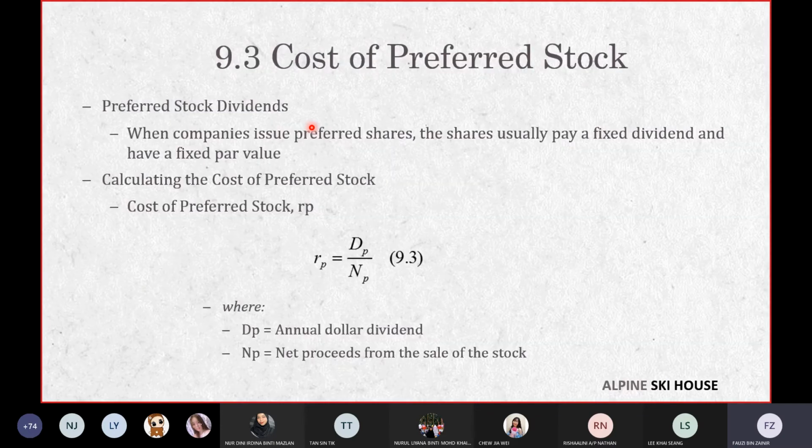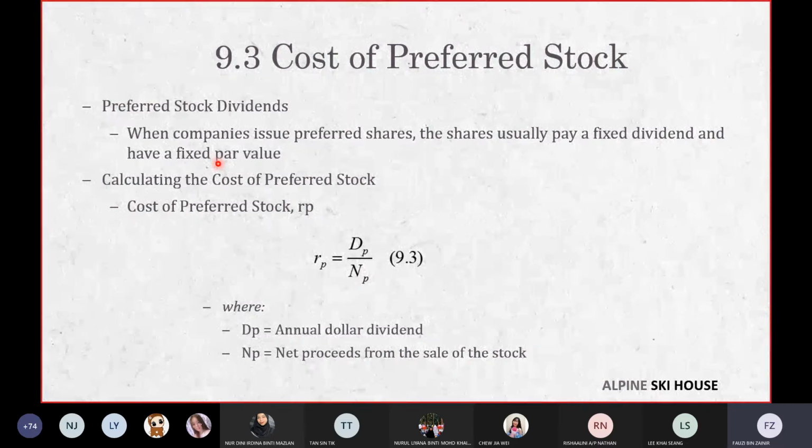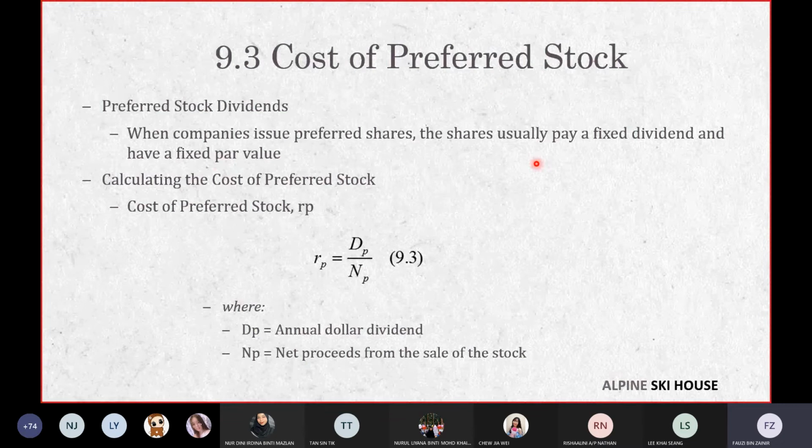Okay, let's look at the other one here. If the company were to issue cost of preferred stocks. When companies issue preferred stocks, the shares usually pay a fixed dividend and have a fixed par value. Usually the meaning is that the share price for preferred shares didn't change a lot. So the cost of preferred stocks, or the returns that you're getting from investing in preferred stock, basically is D. D doesn't change.